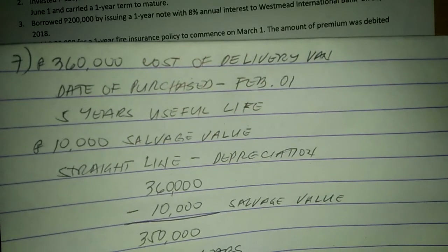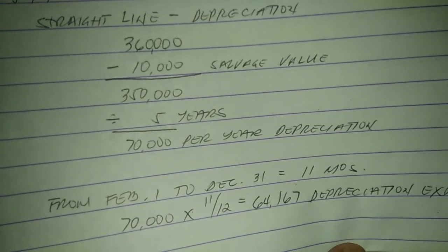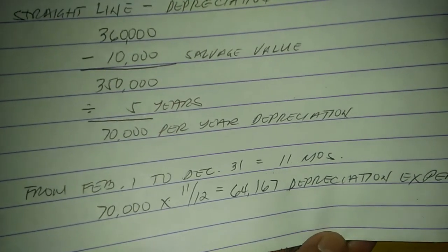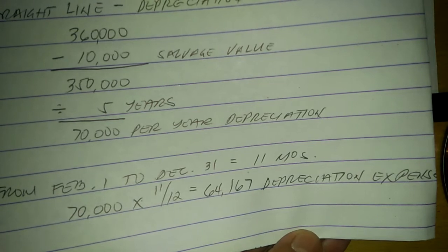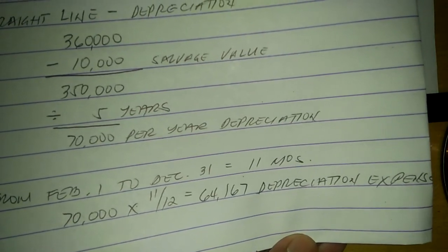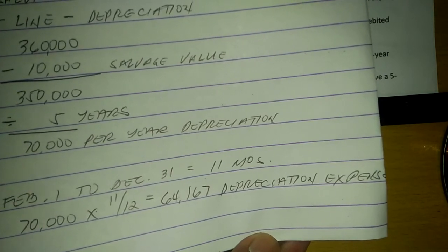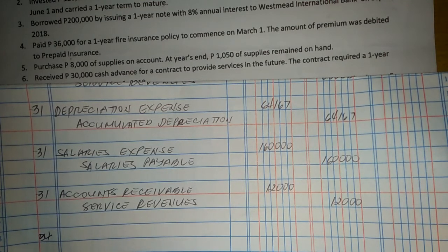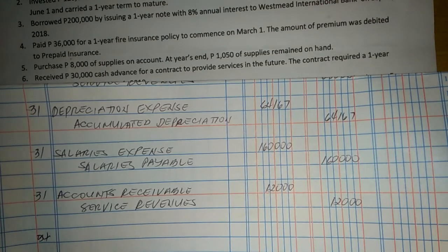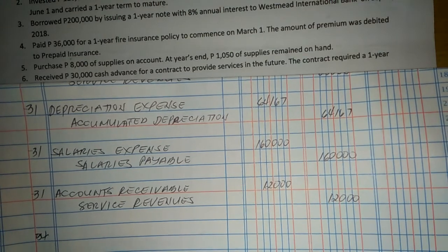Acquired on February 1. From February 1 to December 31 is 11 months. Okay. 70,000 multiplied by 11 over 12 equals 64,167 depreciation expense. Our entry is debit depreciation expense, 64,167, and credit accumulated depreciation, 64,167.